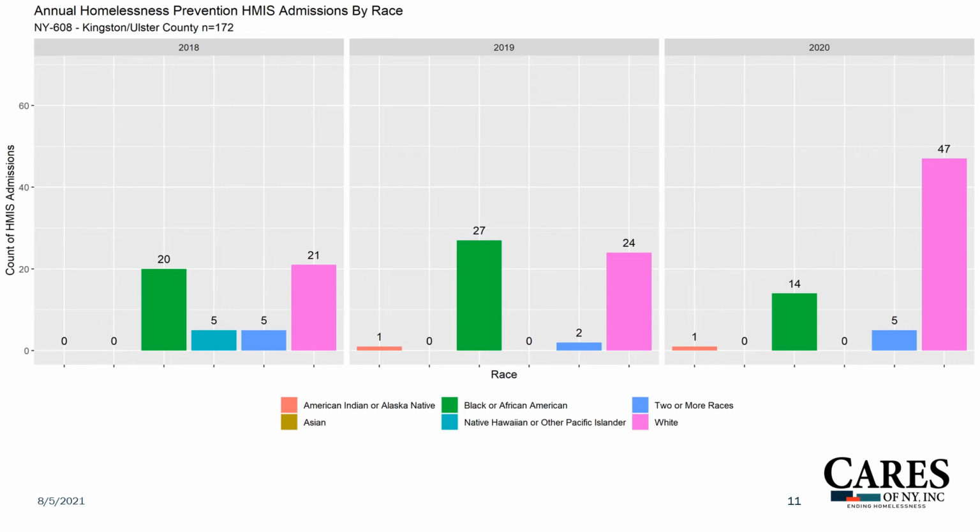Now we're looking at homeless prevention admissions by race. We do see that this is less than 200 people across 3 years. So there isn't a large population that we're serving here. Just to note that in 2020, there was a big shift in the demographics being served compared to previous years, where we can see almost 3 times more white clients being served in homeless prevention programs than black clients, whereas it was closer to a 50-50 ratio in previous years.